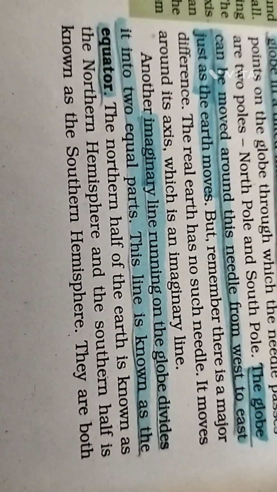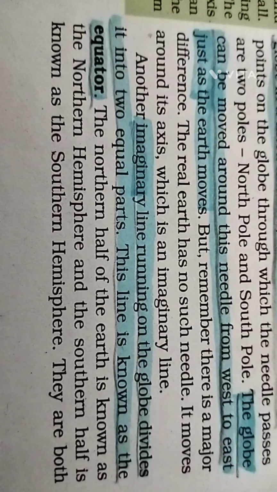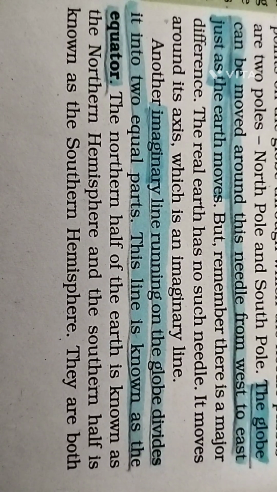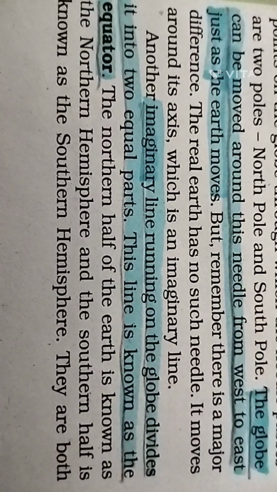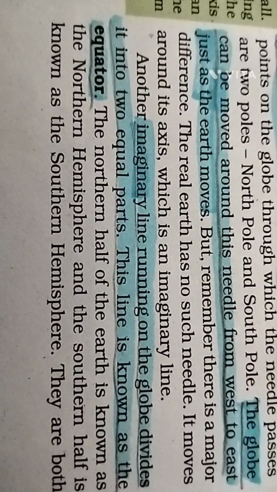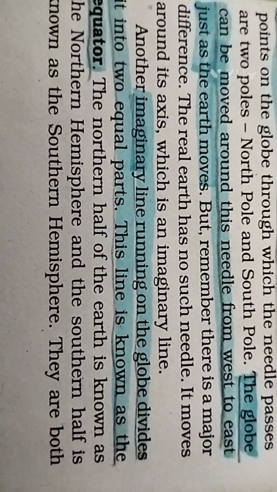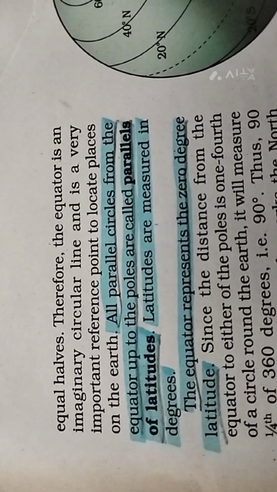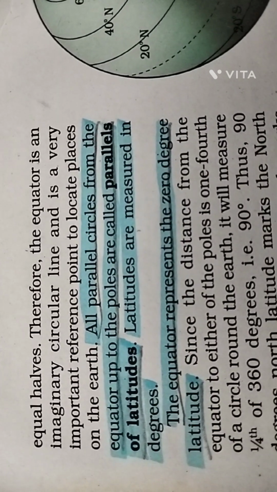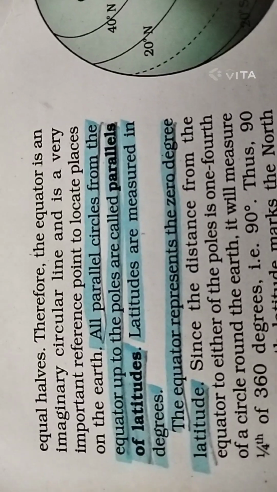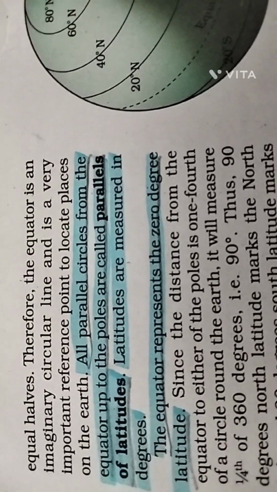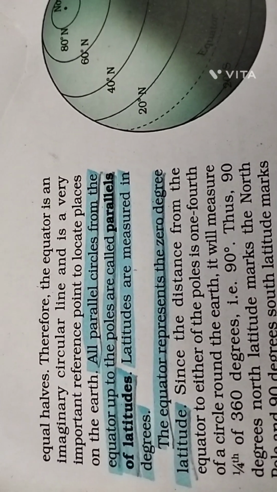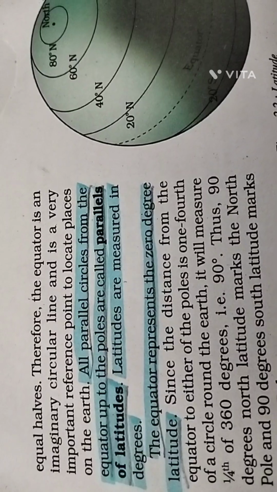Another imaginary line running on the globe divides it into two equal parts. This line is known as the equator. So the northern half of the Earth is known as the Northern Hemisphere and the southern half is known as the Southern Hemisphere. They are both equal halves. Therefore the equator is an imaginary circular line and is a very important reference point to locate a place on the Earth. All parallel circles from the equator up to the poles are called parallels of latitude.